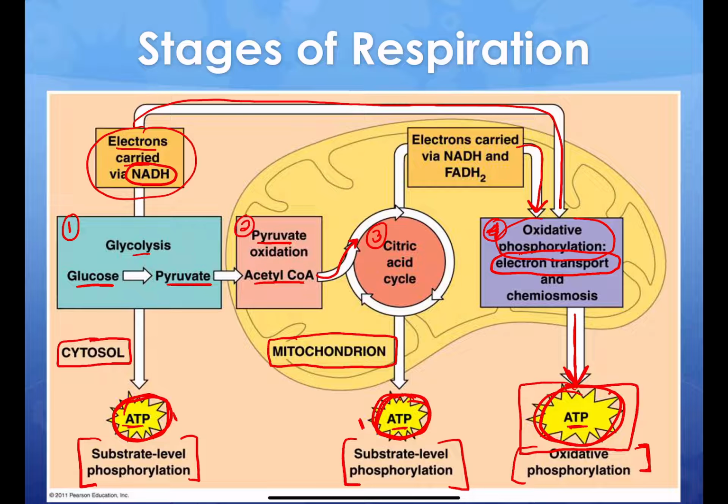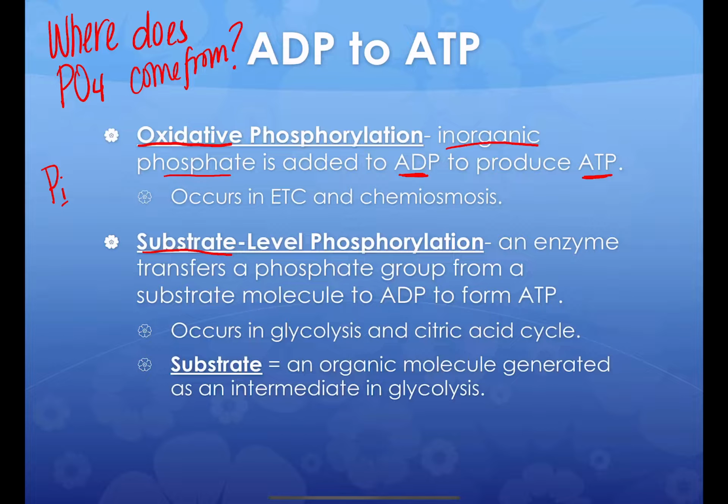In substrate level phosphorylation, the phosphate is coming from a substrate. So what's a substrate? Well, a substrate's just a molecule in the cell. Now, we talked about substrates with enzymes, right? Substrates are specific to enzymes. And so it's catalyzed by an enzyme here. But a substrate is just an organic molecule that's an intermediate that's available in the cell. But it works with a specific enzyme. Remember that induced fit, that they have to fit well together.